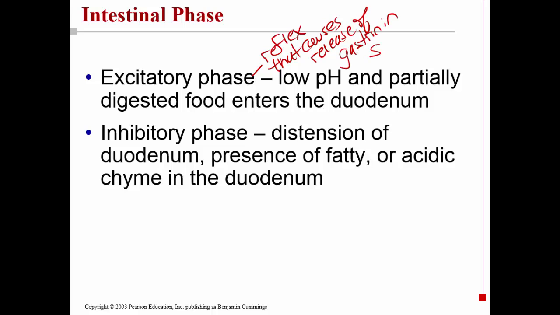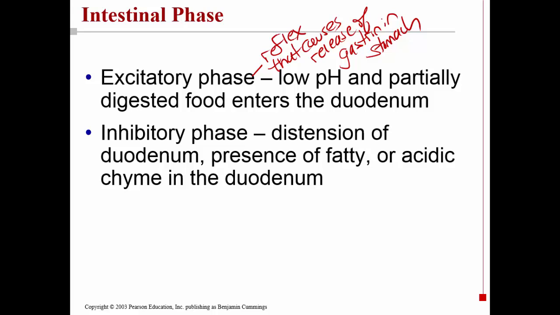Okay, so that's what the excitatory phase is. And this happens when partially digested food enters the duodenum. So remember that the duodenum is the first part of the small intestine where major amounts of chemical breakdown and absorption are going to occur. So at this point so far, not a lot of chemical breakdown has occurred.